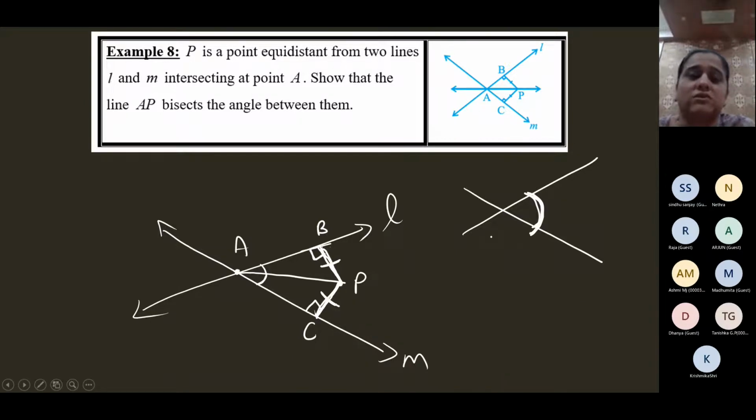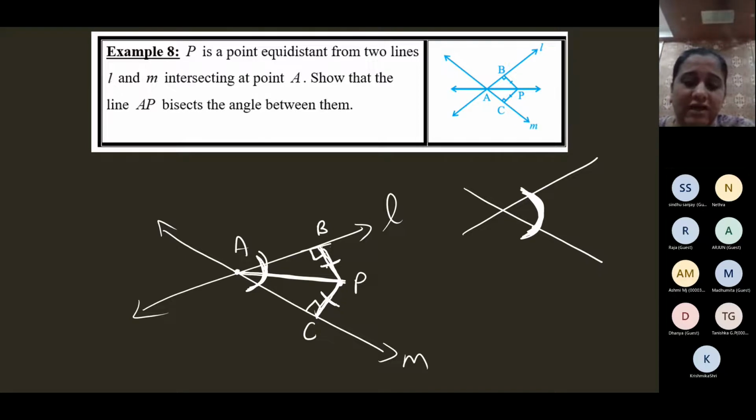Meaning, to what does the word them refer to? The lines L and M. So AP bisects the angle between them. Them meaning L and M. So this is the angle between L and M. You need to prove that AP bisects angle A. This is the angle between the two lines L and M.